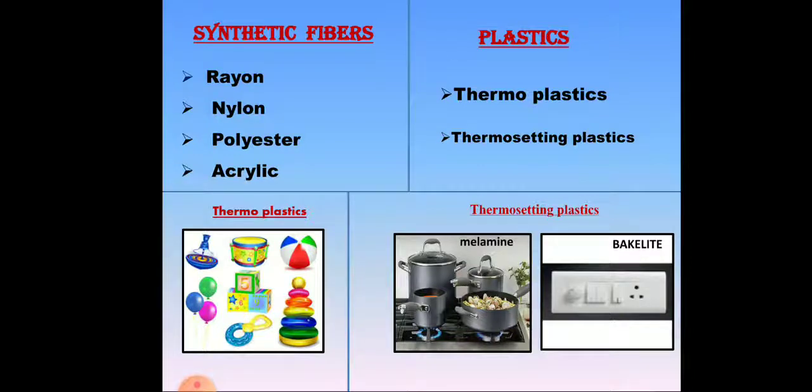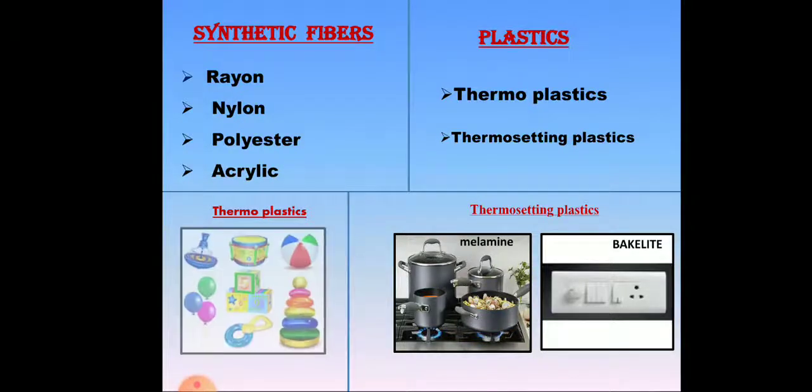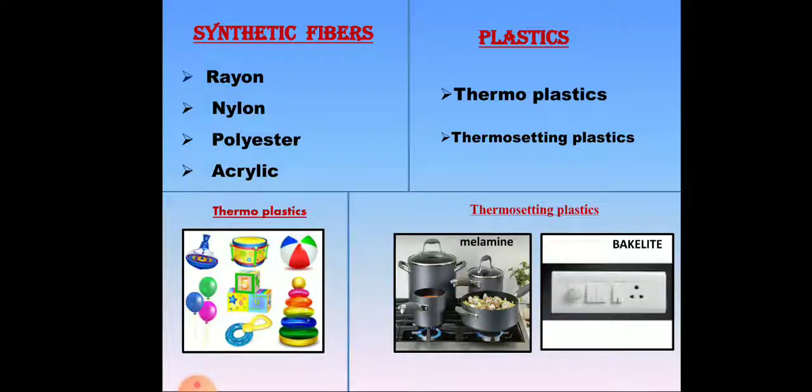There are four different varieties in synthetic fibers here and two different types in plastics. What are the four different types of synthetic fibers here? Rayon, nylon, polyester, acrylic. And the two different types of plastics are thermoplastics and thermosetting plastics. Thermoplastics is used to make combs, toys, mugs, buckets, etc.